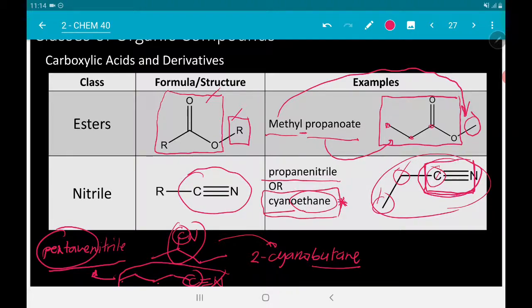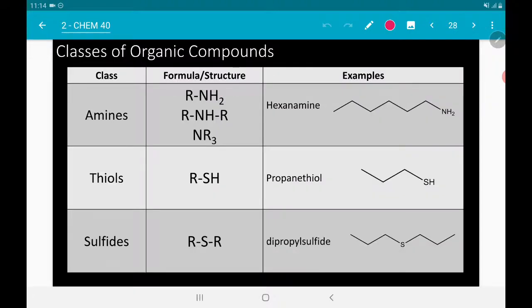So, that's for nitrile. So, for amines, we have primary amine, secondary, and tertiary amine. So, pag primary amine, yung N mo nakakabit sa isang carbon ng alkyl group. Kapag secondary naman, nasa dalawang alkyl group nakakabit yung N. Okay? So, tertiary, sa tatlong alkyl group. So, this is an example. This is a hexanamine. Okay?